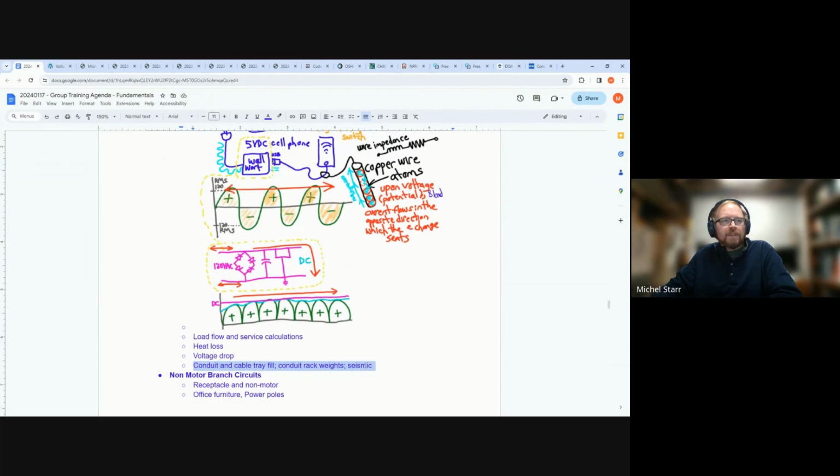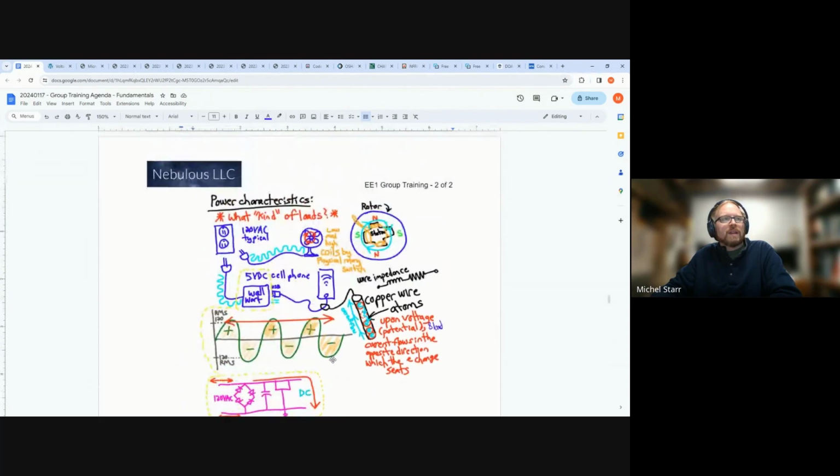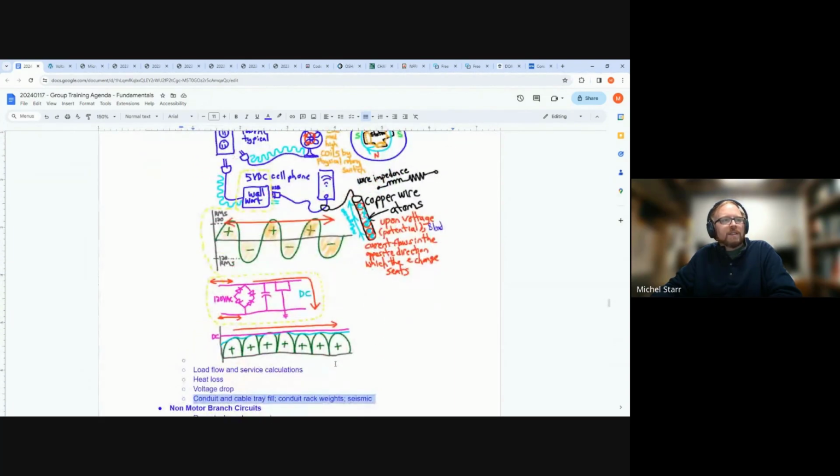Conduit and cable tray fill calculations, and I don't think we will have enough time to get to those in any specific detail.